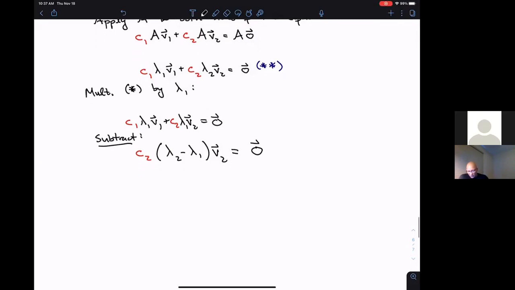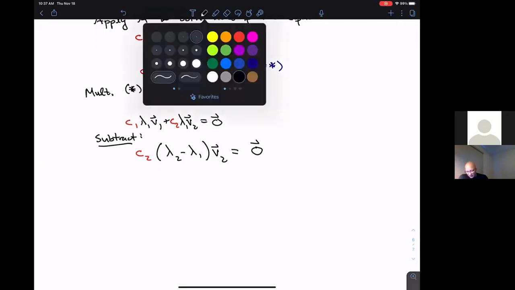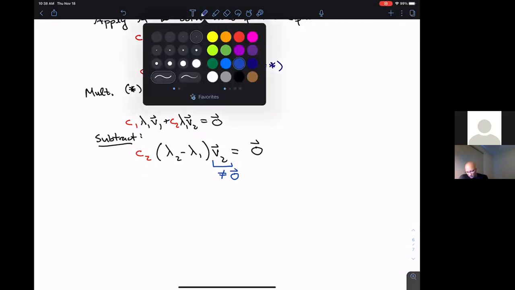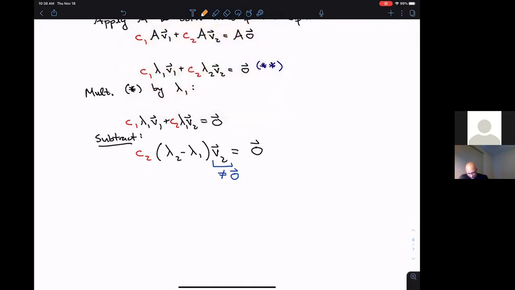So now, what can I say about this equation? Well, I can say a couple of things. This is really nice. V2, because I know it's an eigenvector, is not the 0 vector, right? That's part of the definition of being an eigenvector, is that we aren't allowed to take the 0 vector. The expression lambda 2 minus lambda 1. Now, remember, my assumption was that all of the eigenvalues are distinct numbers, which means lambda 2 minus lambda 1 can't be 0 either, right? Because these are different numbers, right? So this is also not the 0 number.